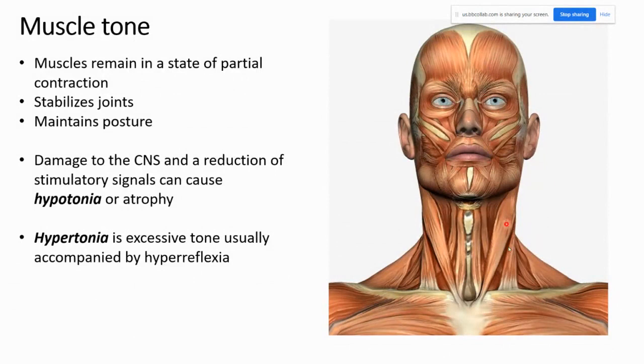So if we do need to contract a specific muscle, that overlap of actin and myosin, so those myosin heads, can quickly grab onto actin and produce an adequate contraction. So muscles remain in a partial state of contraction. You see that if someone has a stroke and their face droops, right? Now they've lost that partial contraction, right?